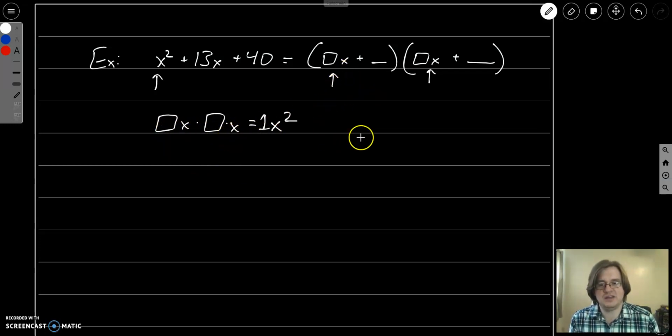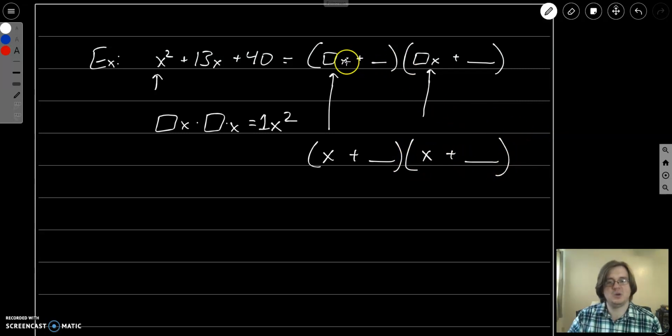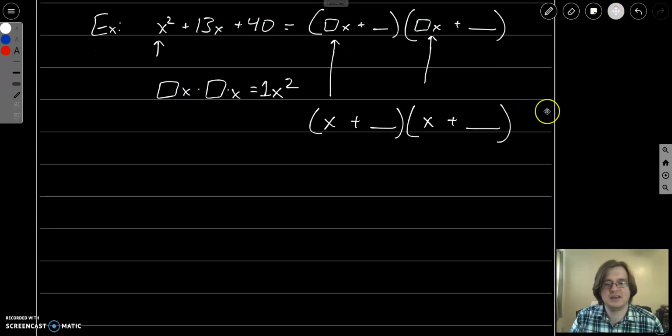So let me update this, and we'll write this as 1 times x plus something, times 1 times x plus something. I know that these both have to be 1 because the only integers that I can multiply together to get the number 1 is by taking 1 times 1. We are ignoring fractions and decimals for the time being. So now, whatever goes into these blanks has to multiply together to get the constant term, which is going to be 40.